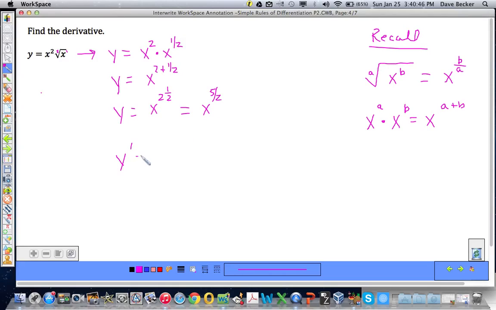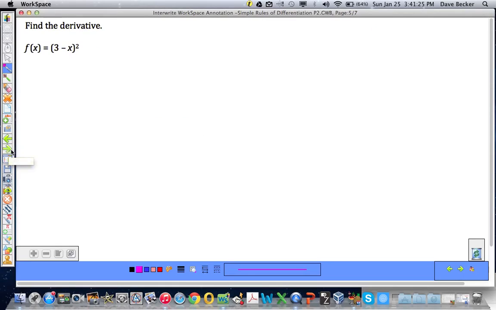So y prime equals, multiply by the exponent, so it goes out front, 5/2 x, now I have to subtract 1 here, to the 5/2 minus 1. But I'm always going to rewrite 1 using the same denominator that I have before. It just makes life so much easier. So this is minus 2/2. So this finally becomes 5/2 x to the 5/2 minus 2/2 is 3/2. Okay? So you have to remember your algebra and all of your rules.